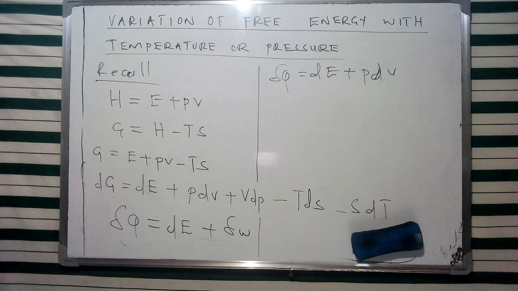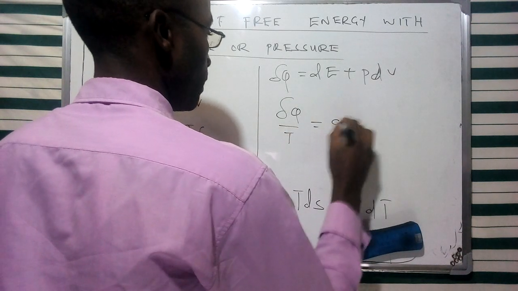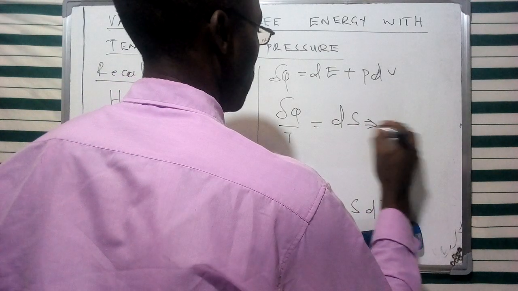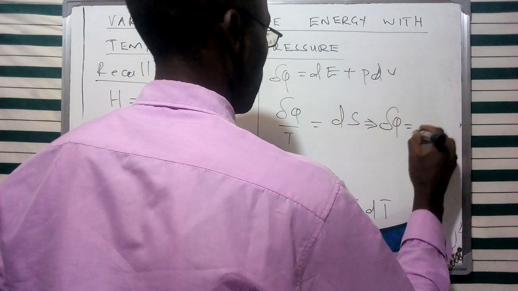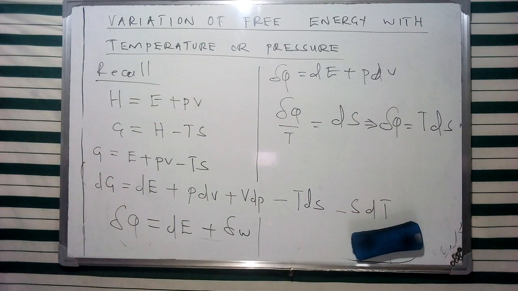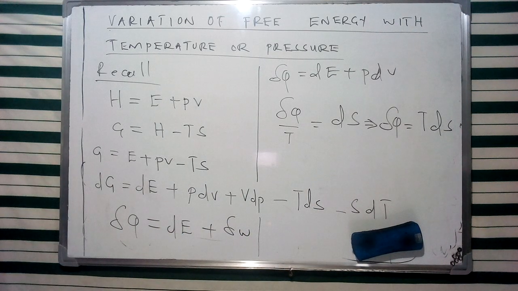If we consider this particular process as a reversible one, we can represent this change in entropy, as we said, as sigma Q over T, which is the same as dS. And this implies that we can represent sigma Q as a product, T dS, given as such.